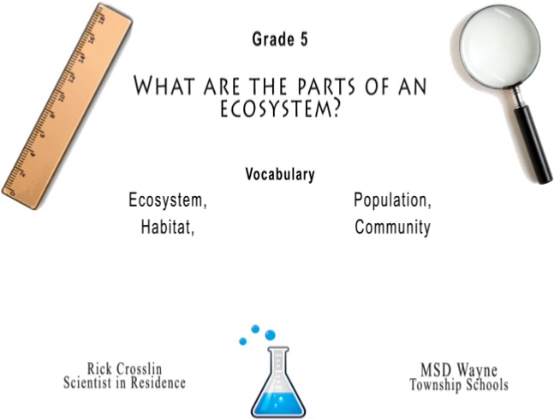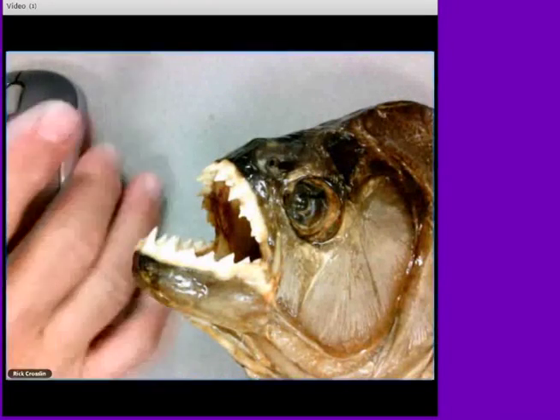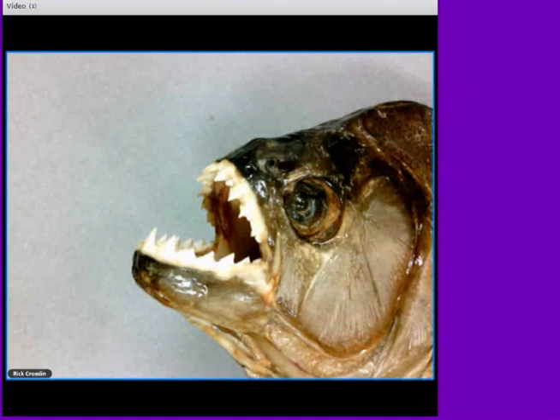Grade 5, Lesson 1, Amazon River Ecosystems. What are the parts of an ecosystem? Well, I'll tell you one part of an ecosystem in the Amazon are fish, like this piranha that you see right here.